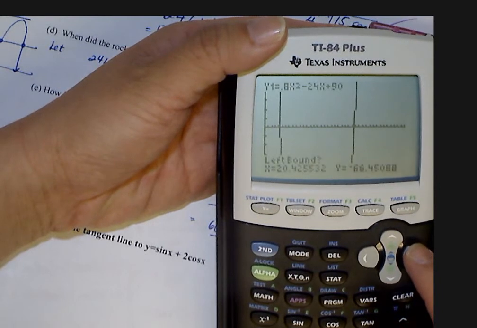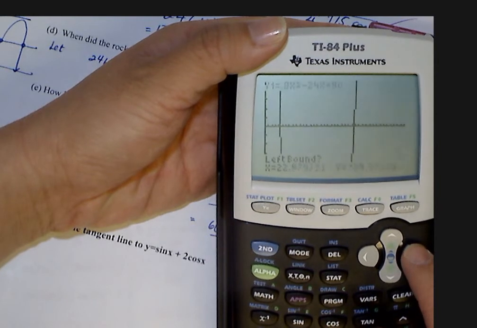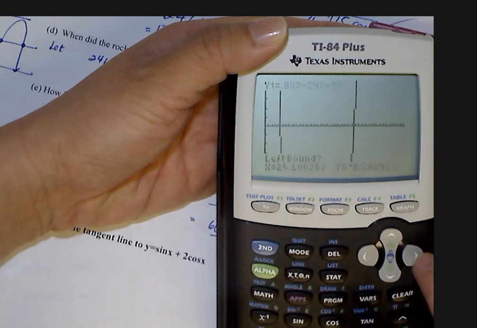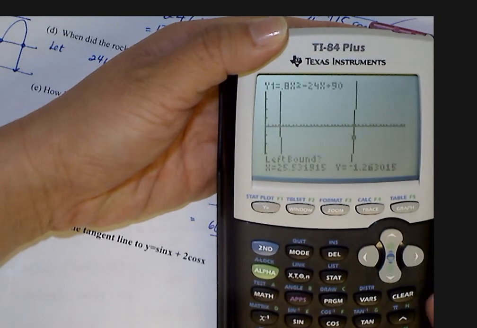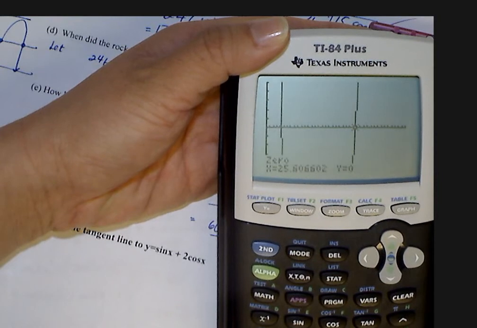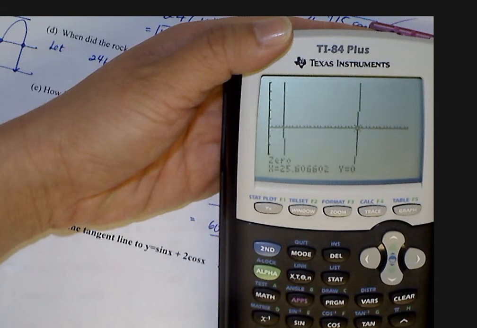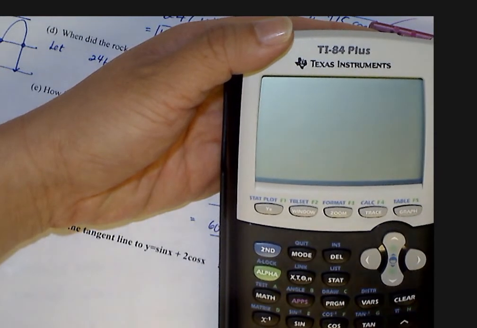Isn't there a thing where you can just say roots? Yeah. Okay, so let's go here. Left bound, right bound. Can't you just plug in, and there, 25.6. Why can't you just go to the table and look at it? Oh, true, true. You could also go to the table.